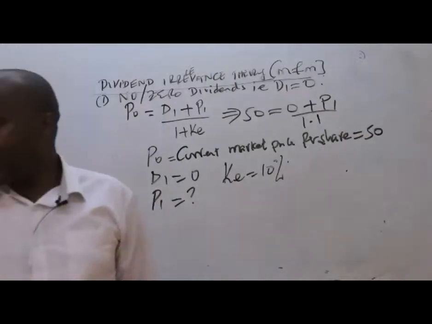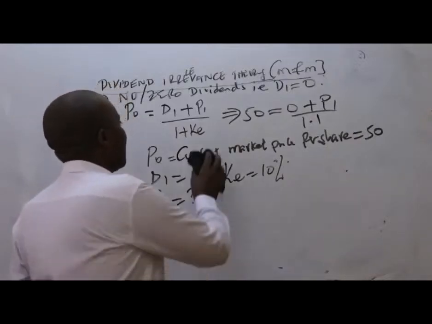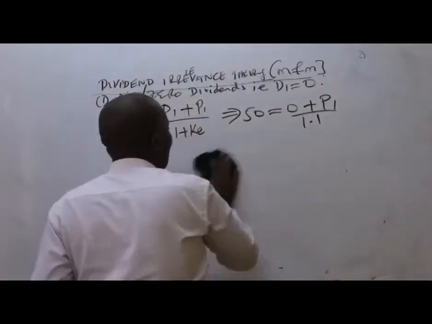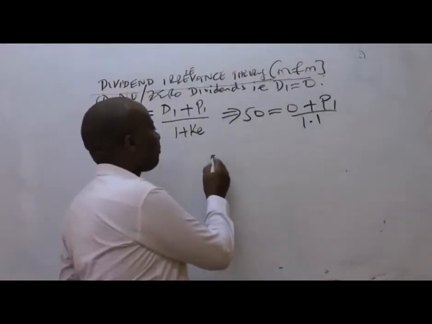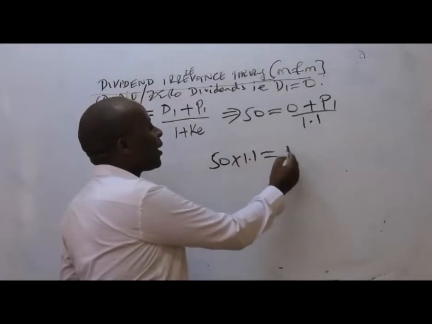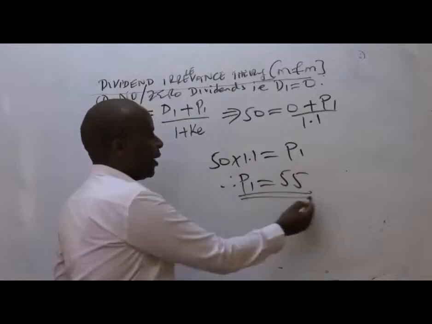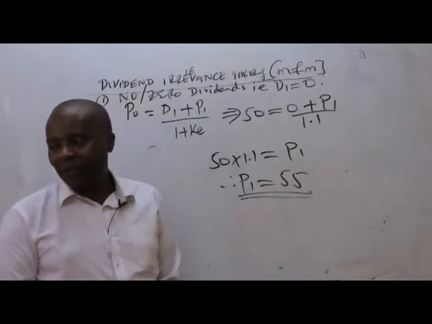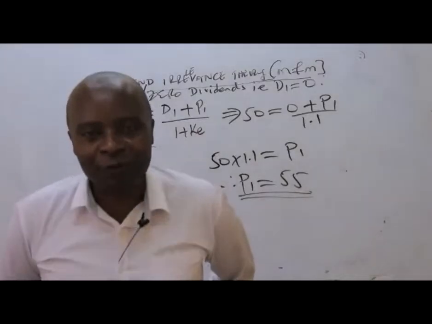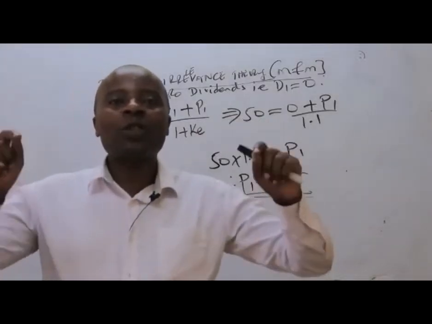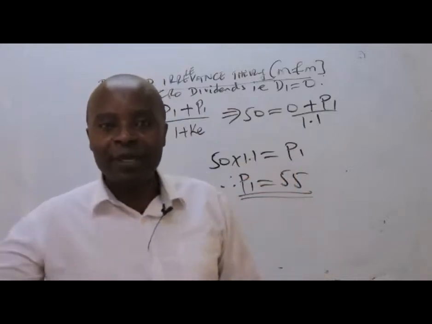So please try to make your rearrangements. If you do your cross multiplications very nicely, ladies and gentlemen, we have here 50 times 1.1 equals P1. Therefore, P1 will be 55. I'm so sure that if all my students were to get this kind of question on an exam, all of them would give a thumbs up.